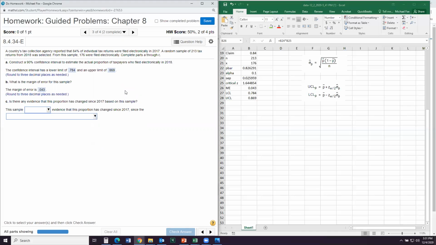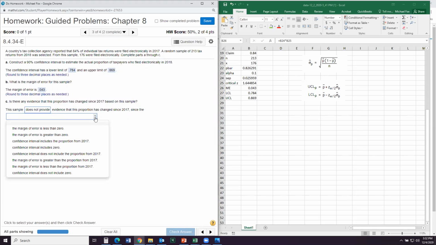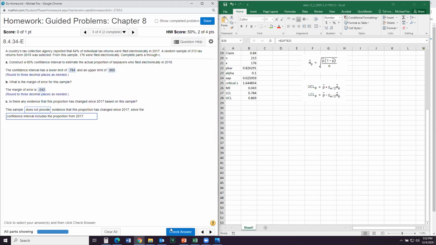And so we would look back at the claim of 0.84 and say, does that fall within our confidence limits? And it does, right? So if what we think it was in the past, or the claim in the past, and what our sample says now are really close together, we're going to say the sample does not provide evidence the proportion has changed, because the confidence interval includes the proportion from 2017.